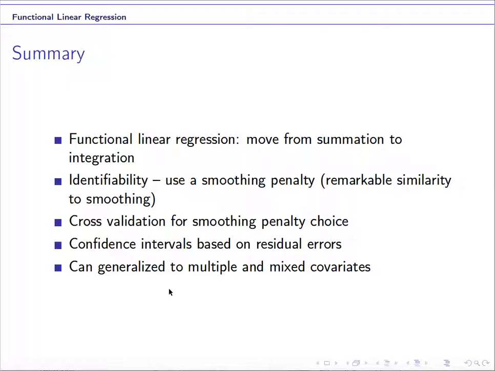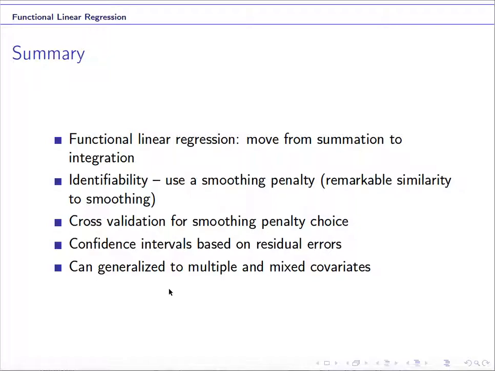So here is a summary of the scalar-on-function linear regression models. Because we're dealing with functional covariates, we have moved from summation to integration, right? The integral can always be understood as a kind of weighted summation. We also put a smoothness penalty on the slope function beta of t to control the smoothness of the functional coefficients, and also for the identifiability of the functional linear regression models.